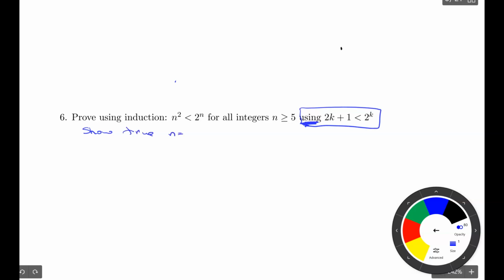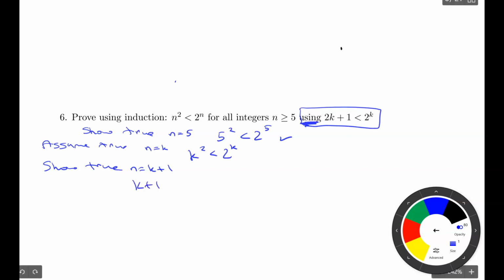for n equal 5. So I get 5 squared is less than 2 to the 5th. 25 is less than 32. Check. Okay, so I want to assume true n equal k. So I get k squared is less than 2 to the k. Okay, so now show true for n equal k plus 1. Here we go. k plus 1 squared is less than 2 to the k plus 1.